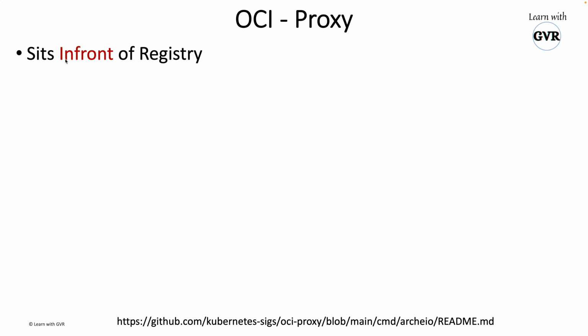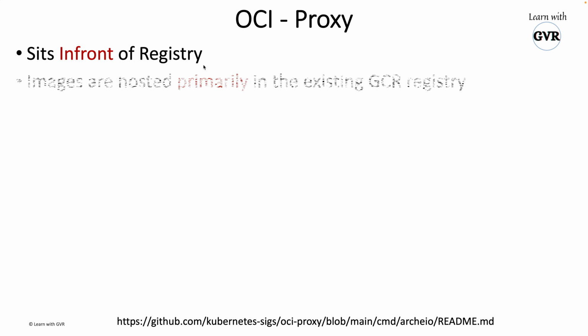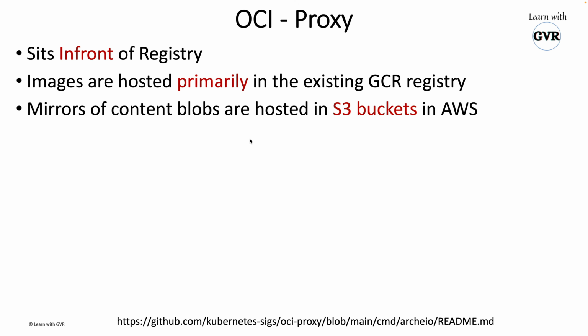So how it works is, it sits in front of the actual registry, and whatever the new versions of the images, they will primarily put them into the existing GCR registry, but it's a mirror of the content blobs only, not the manifest. Blobs will be stored in an S3 bucket of AWS. So they have set up a new AWS account, and in the S3 buckets they are maintaining these blobs, copying the old ones as well as the new ones.